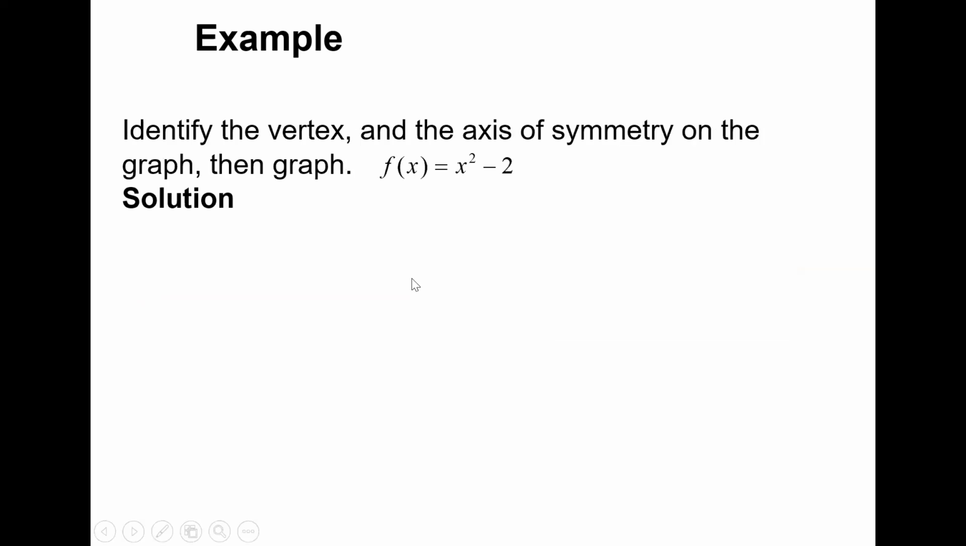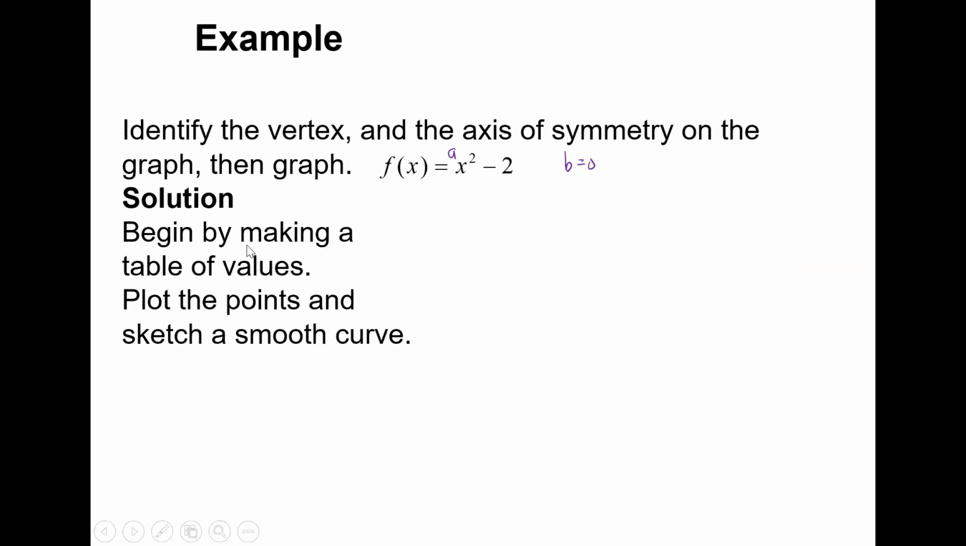All right, so here we're going to identify the vertex and the axis of symmetry on the graph, and then we're going to graph it. So this time we're going to graph it by hand. So what do we have here? Well, in this case, we have to think about this. This is our A. Where is the B? There's no B. So the B is equal to 0, and then C is equal to negative 2.